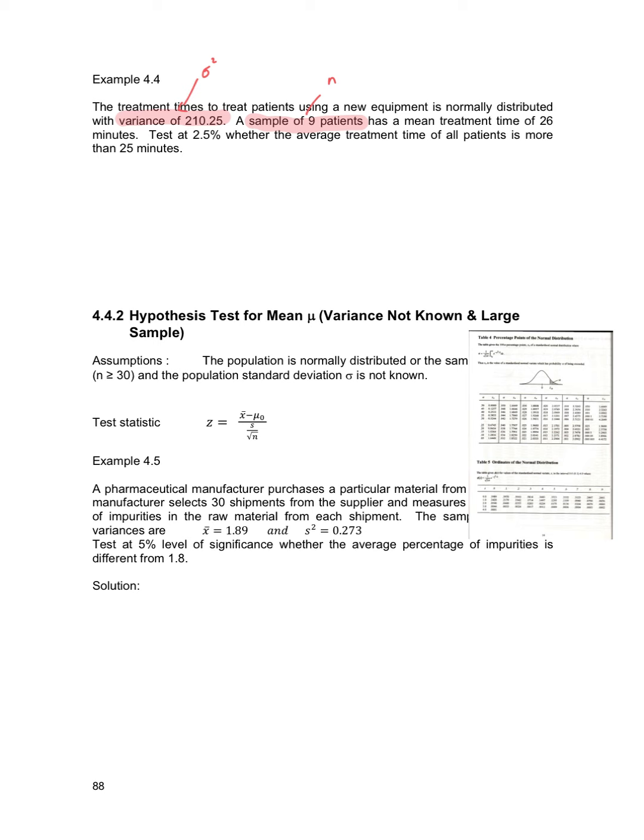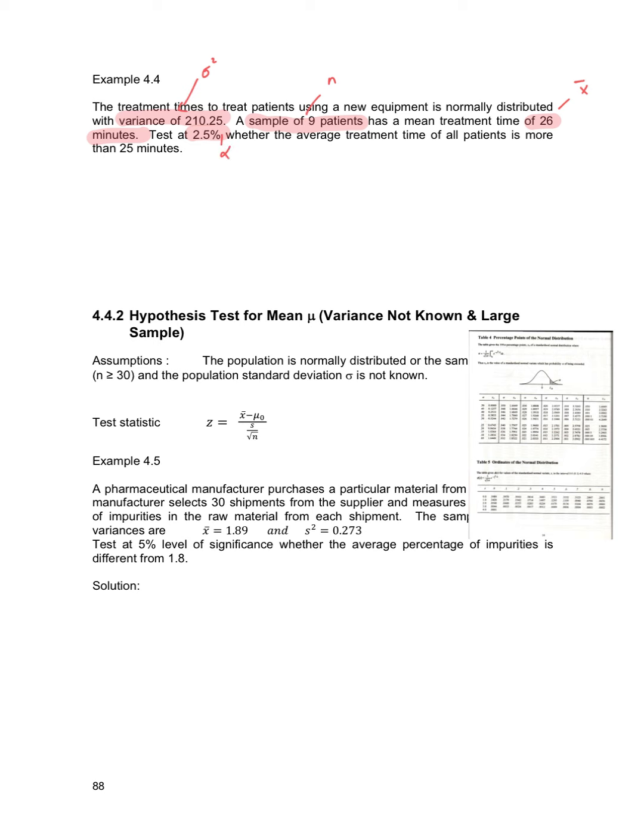Has a mean treatment time of 26 minutes. 26 minutes is our x bar, the sample mean, which is the average treatment time for a sample of 9 patients. Okay, so the question is: test at 2.5% whether the average treatment time of all patients is more than 25 minutes. So 2.5% here is our alpha.